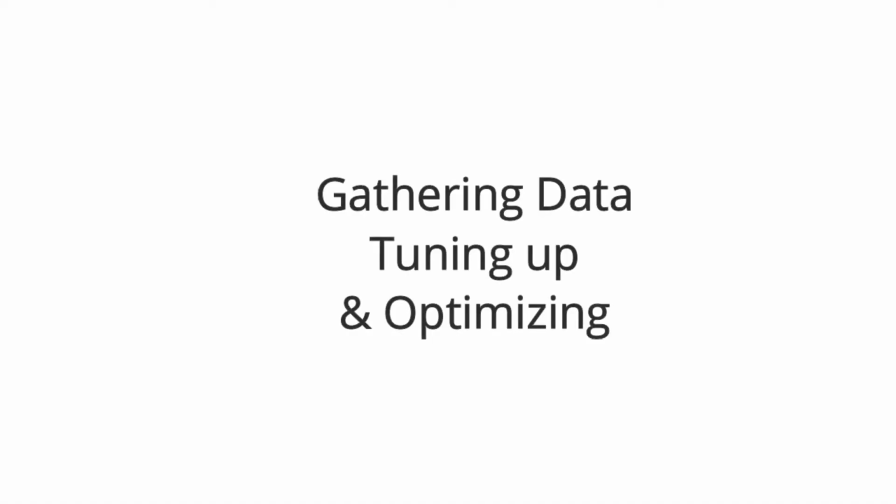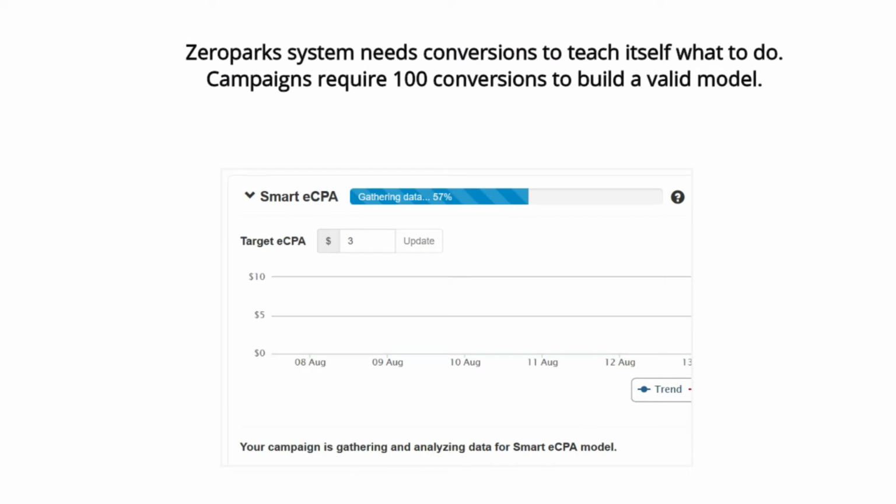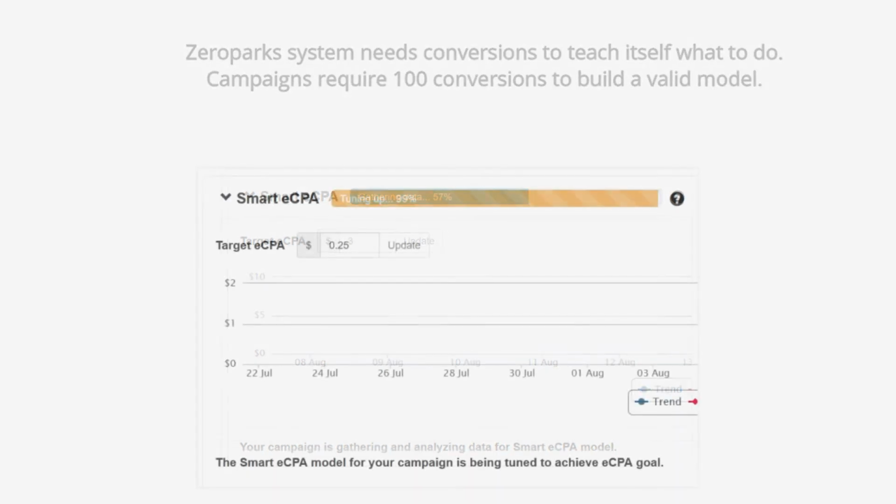Alright, so how does it work? After approval, the Smart eCPA campaign goes through 3 stages: gathering data, tuning up, and optimizing. So first, gathering data. Just like a media buyer, Zeropark Systems needs conversions to teach itself what to do. That's why Smart eCPA campaigns require around 100 conversions to build a valid model. And during the gathering data stage, only the basic optimization is performed.